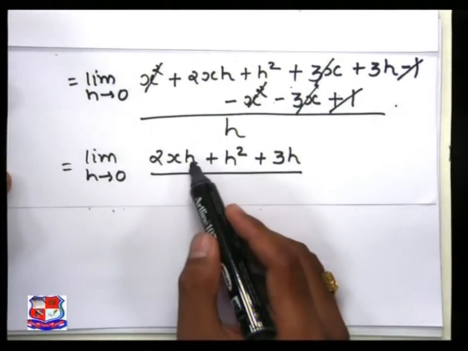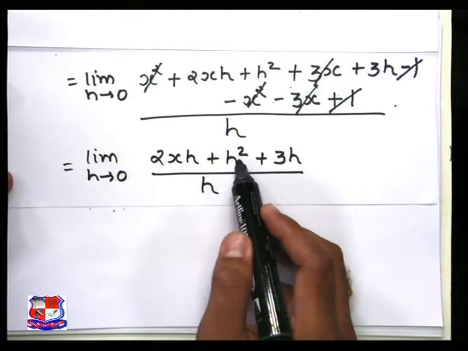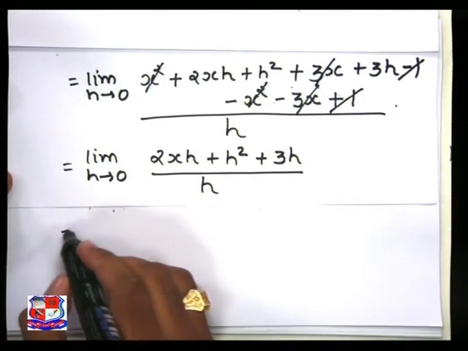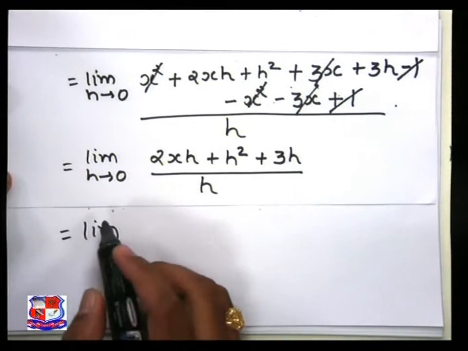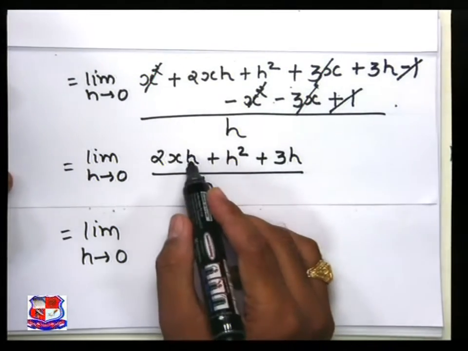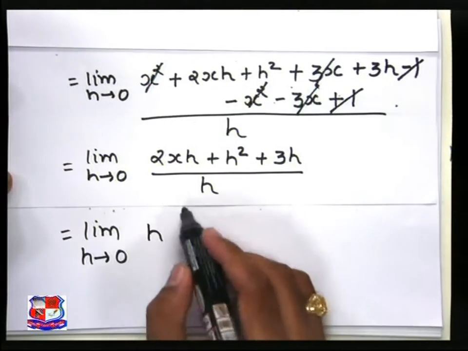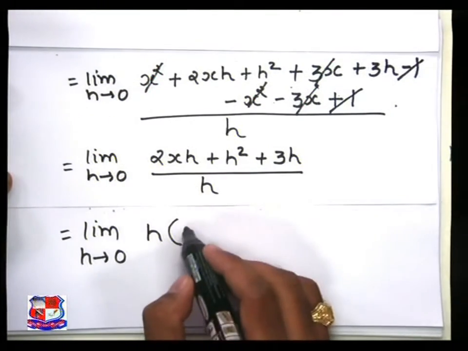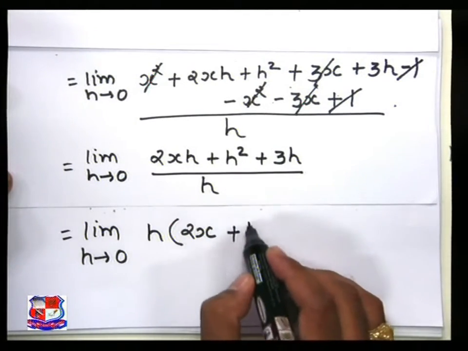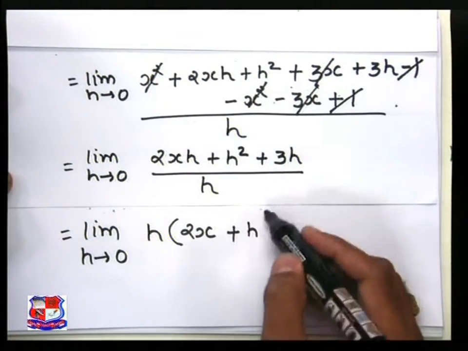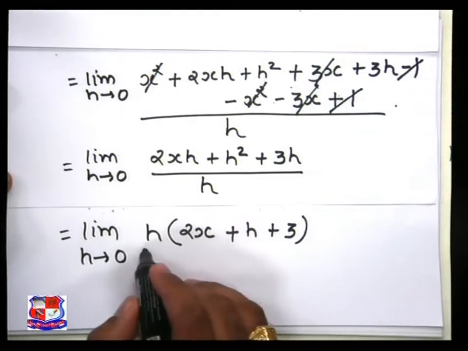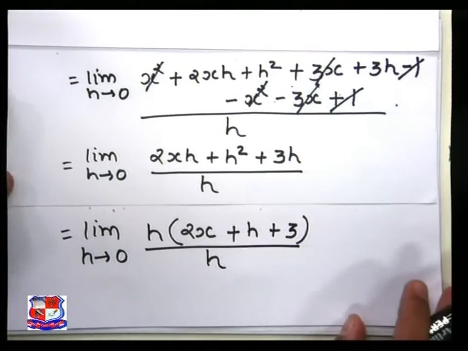Now time to take a common from our numerator side, here h, and here also h. So h, that is common value, so we can write limit h tends to 0, take a common h. So in first term remaining value, that is 2x, in second term the remaining value, that is h, and in third term the remaining value, that is only 3, because h, that is take a common, and divide by h.